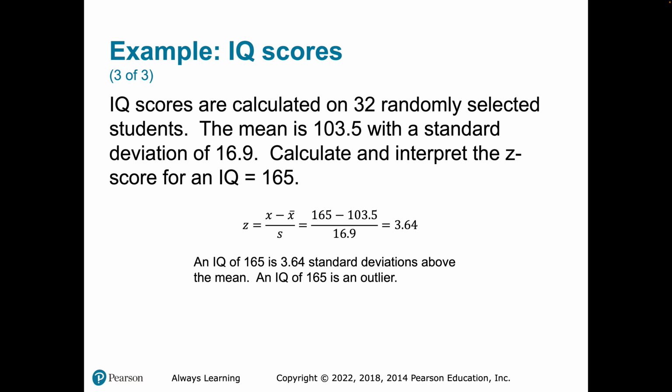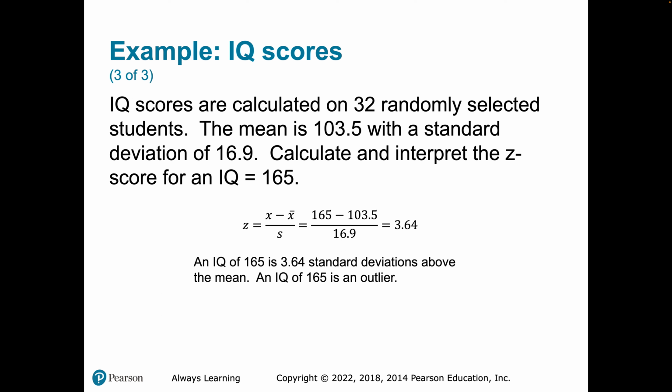IQ scores are calculated on 32 randomly selected students. They have a mean of 103.5, standard deviation of 16.9. Calculate and interpret the z-score for a 165 IQ. Same thing, put 165 in for the IQ. The mean is 103.5. Divide out by 16.9. I get 3.64. So I would say that an IQ of 165 is 3.64 standard deviations above the mean.